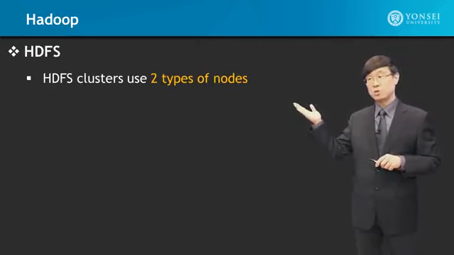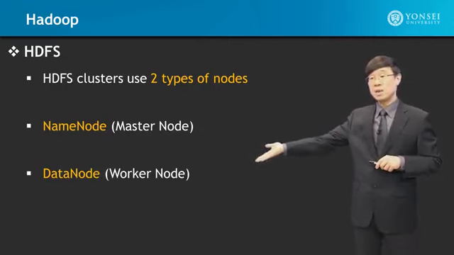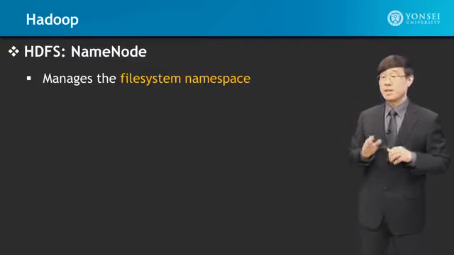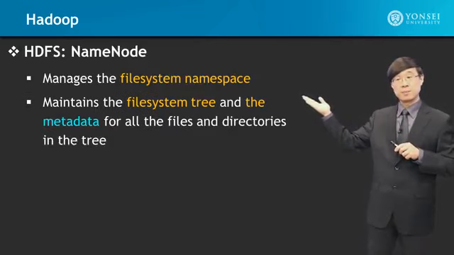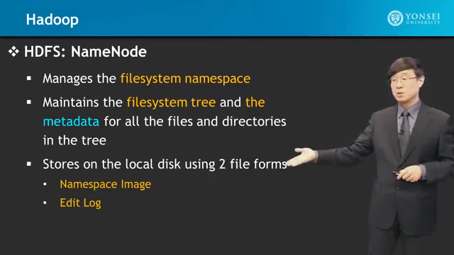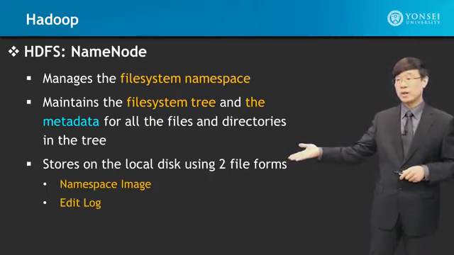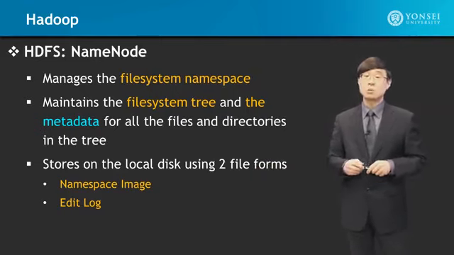HDFS clusters use two types of nodes. One is the master node, which is called the name node. The other one is the worker node that actually does the work, which is called the data node. The name node is in charge of the file system namespace. It maintains the file system tree and the metadata for all the files and directories in the tree. It stores this on the local disk using two file formats: the namespace image and the edit log. These two need to be protected and recorded well.